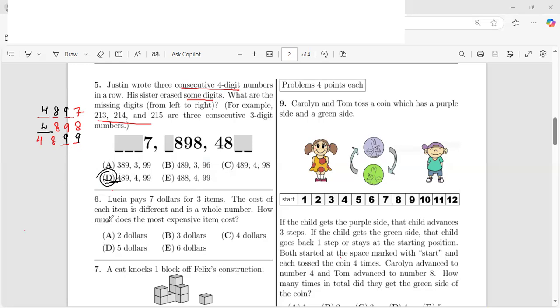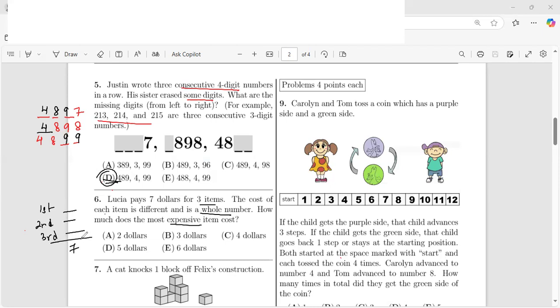Then question number 6. Lucia pays $7 for 3 items. The cost of each item is different and is a whole number. So the cost is different and it's a whole number, so it doesn't include fractions or decimals. How much does the most expensive item cost? So first item, second item, and the third item.